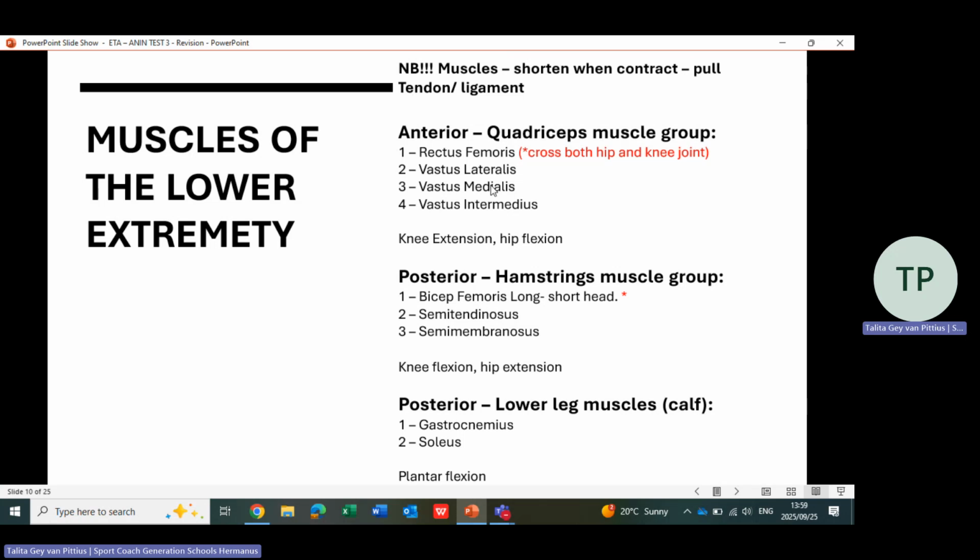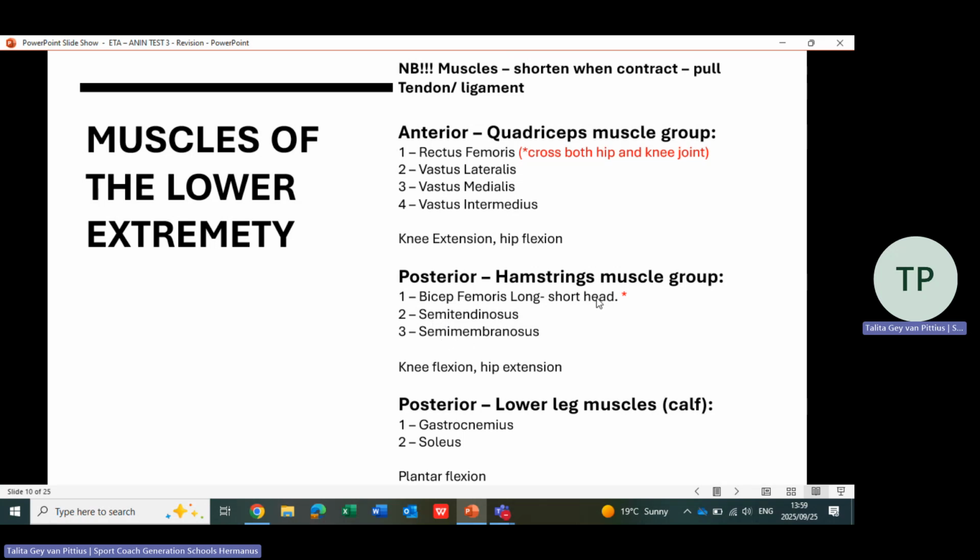All right. You also need to know the different big major muscles in your lower extremity. On the anterior part of your lower extremity, the upper leg, is the quadriceps muscle group. Quadriceps consist of 4 different muscles. And you also need to know what is the movement that this muscle is responsible for, right? Then also we need to know what is on the posterior part of our upper leg. Okay. The posterior part is your hamstring muscle group. The hamstring muscle group consists of 3 different muscles: biceps femoris, long and short head, semitendinosus, and your semimembranosus.